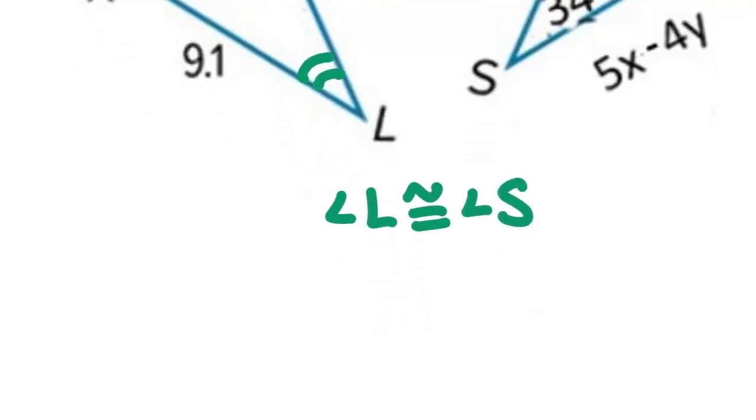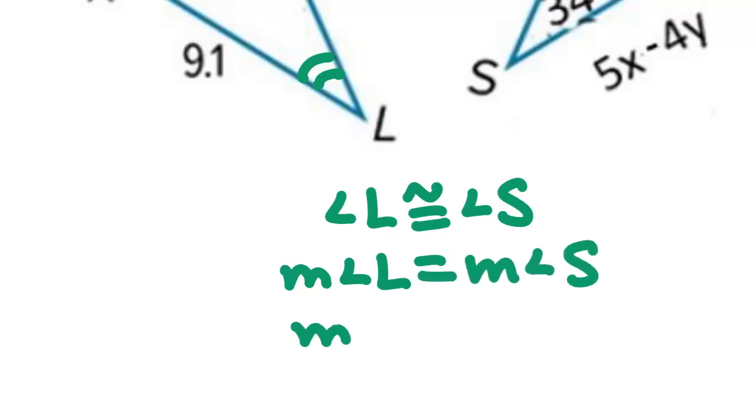What should I be able to add to my picture now? What new information can I add? L is how big? 34 degrees. The measurement of angle L is equal to the measurement of angle S. So the measurement of angle L would have to be 34 degrees.